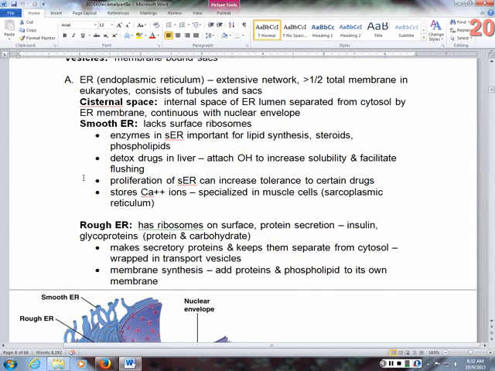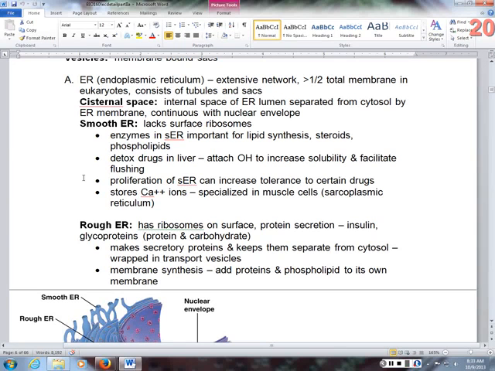So your smooth ER doesn't have surface ribosomes on it. It will tend to be involved with more fatty things. So when you think about it, a membrane is made of fats. And if you think smooth ER is a membrane, think more of the fats that go with it. So it helps to make lipids, steroids, phospholipids. It helps in the detoxification of drugs in the liver. What it does is it attaches an alcohol group on there, or a hydroxide, to help to increase the solubility so that you can flush it out better.